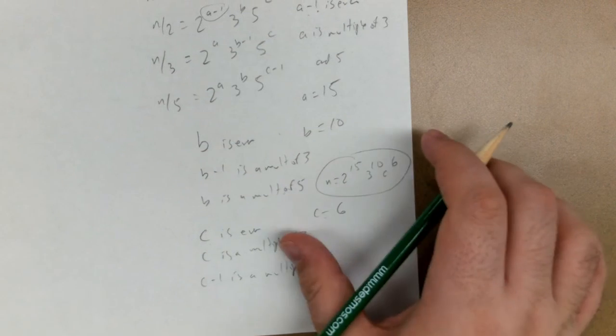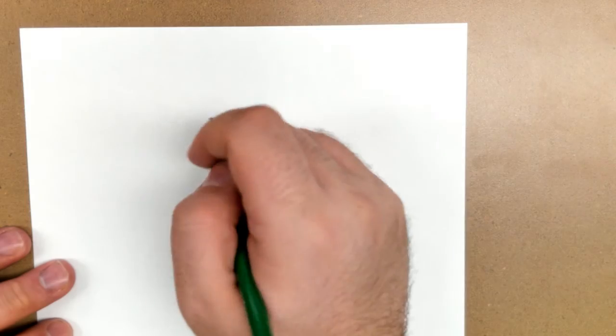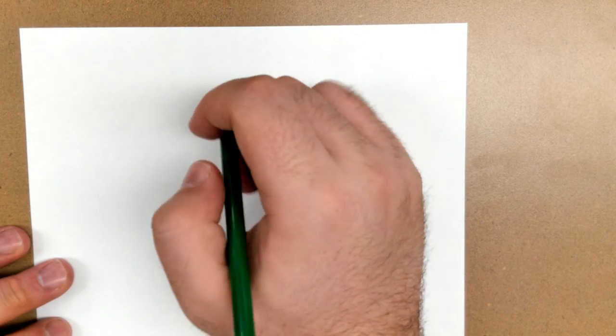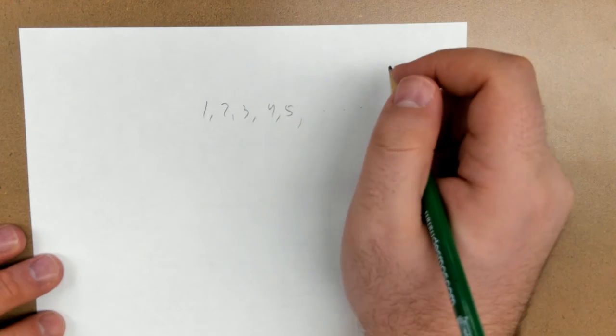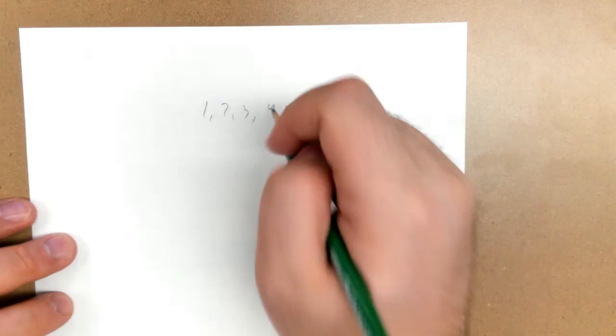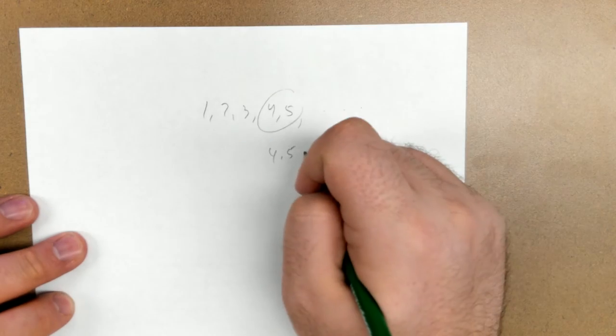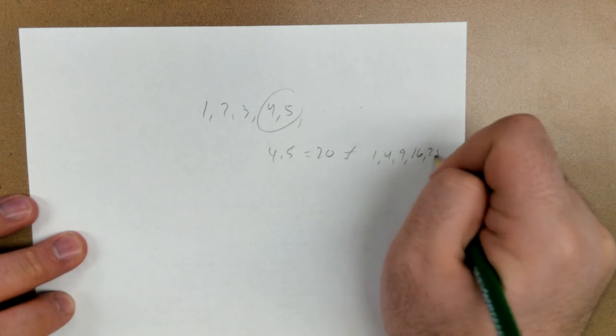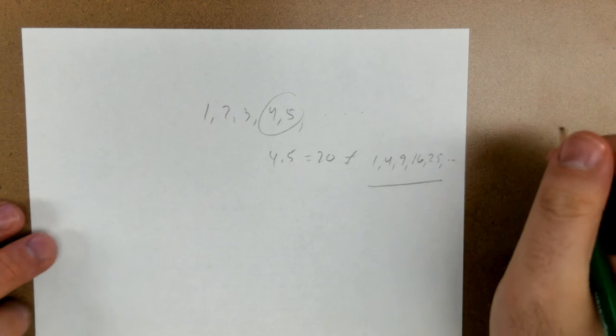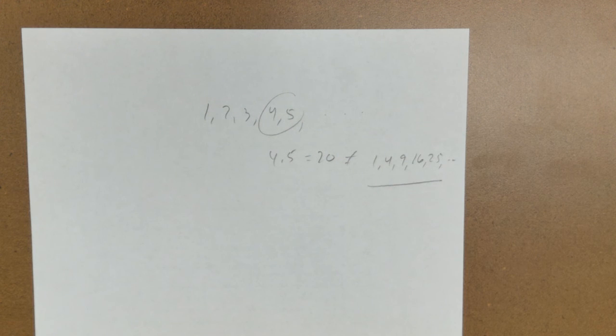Crazy. Alright, the last problem says true or false and why. The product of two consecutive positive integers cannot be equal to a perfect square. So I have two consecutive positive integers, like 1, 2, 3. So 4 times 5 is 20, and it's not equal to a perfect square. It's saying none of those numbers are ever the product of two consecutive positive integers.